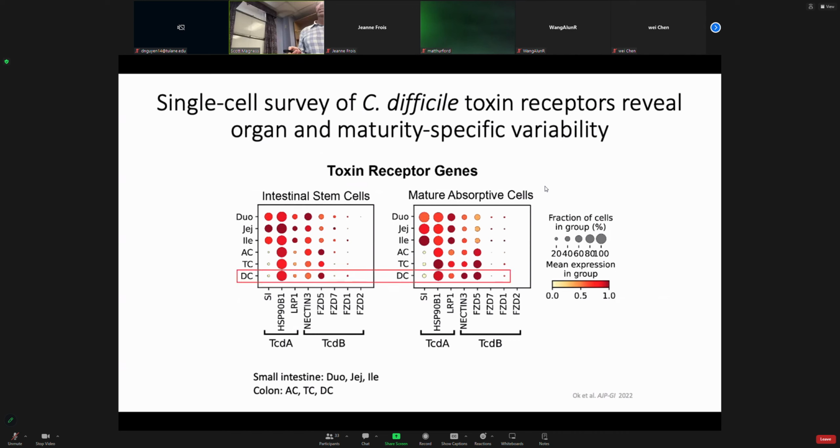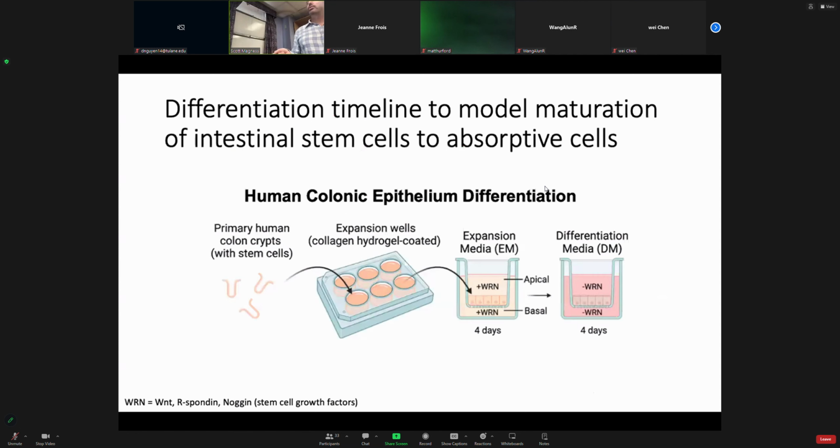And what we decided to do, because of the clinical implications of where this disease happens, and we use the descending colon stem cells to create this model. We did this the same way as I told you before. We took crypts from the colon this time. We expanded these on our thick hydrogels. We plated them onto the transwells as stem cells, then we differentiated them for 4 days.